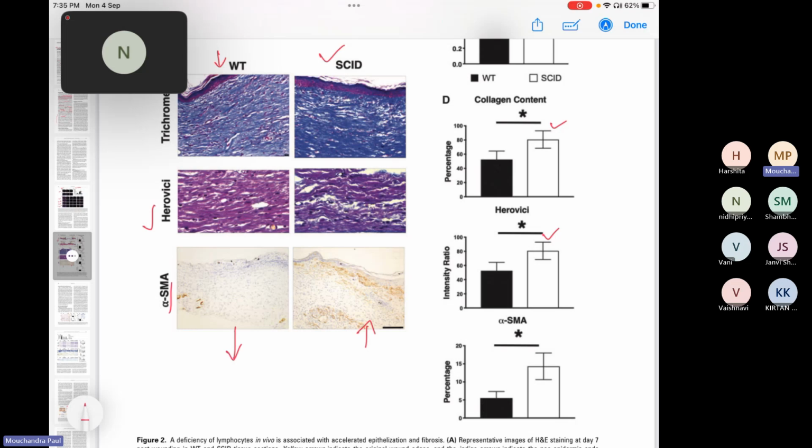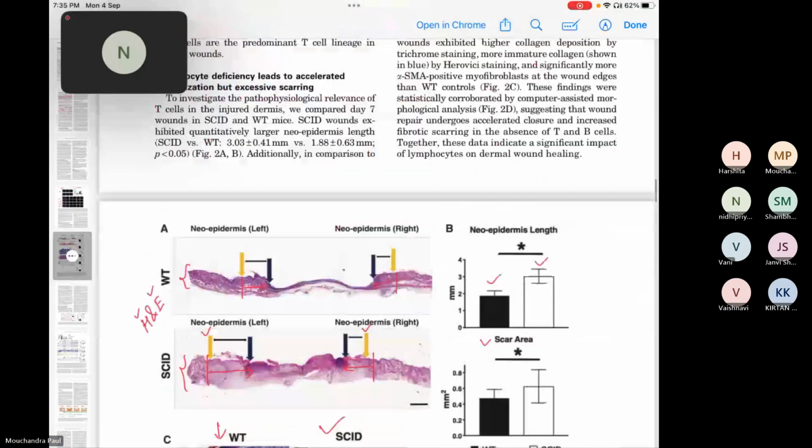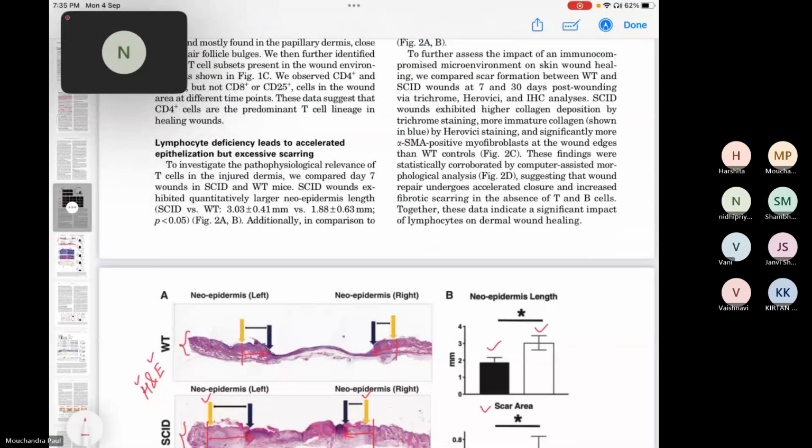Alpha SMA is a specific cell surface marker for the myofibroblast. So they stain for alpha SMA, and through that they could understand the level of myofibroblasts. This gives us the conclusion that wound repair is happening at an accelerated rate, meaning the closure of the wound is happening at an accelerated rate with increased fibrotic scarring in the SCID mice, which do not have T and B lymphocytes.